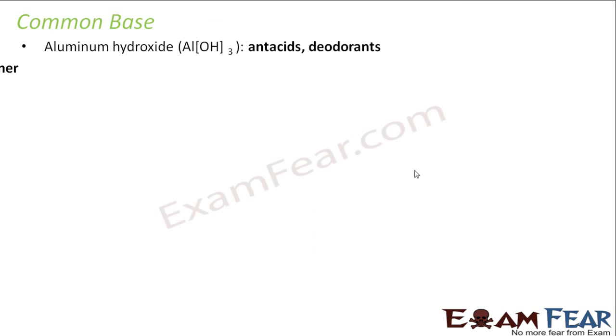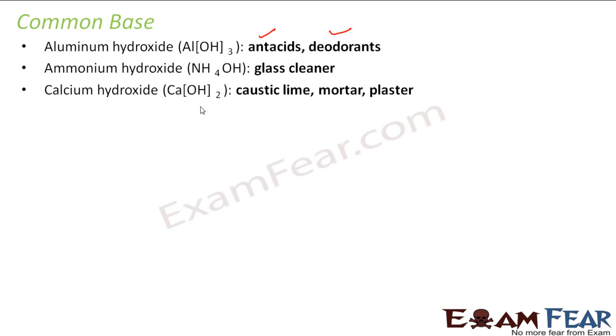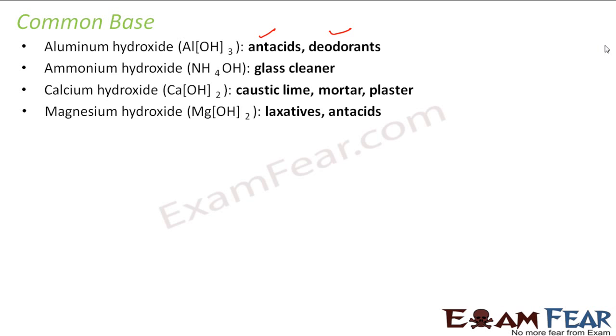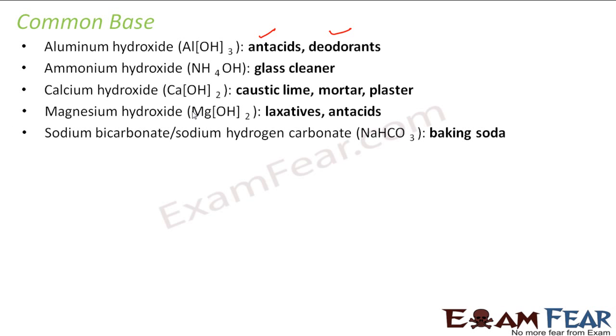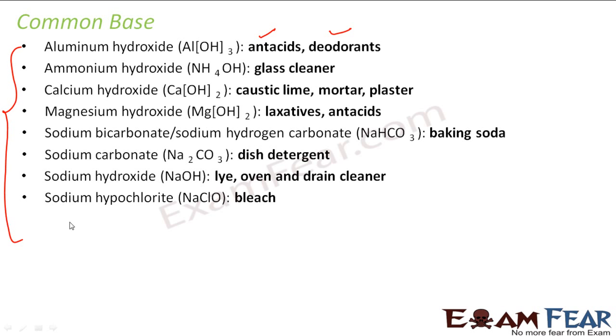So the common base we have is aluminum hydroxide. It's used in antacids, and in deodorant as well. Ammonium hydroxide is used for glass cleaner. Calcium hydroxide is caustic lime, plaster. Magnesium hydroxide is used in antacids also, laxatives also. Sodium bicarbonate is also called baking soda. Sodium carbonate is used for detergent. Sodium hydroxide is used for drain cleaner. Sodium hypochlorite is nothing but bleach. So these are the common bases which you use in our daily life.